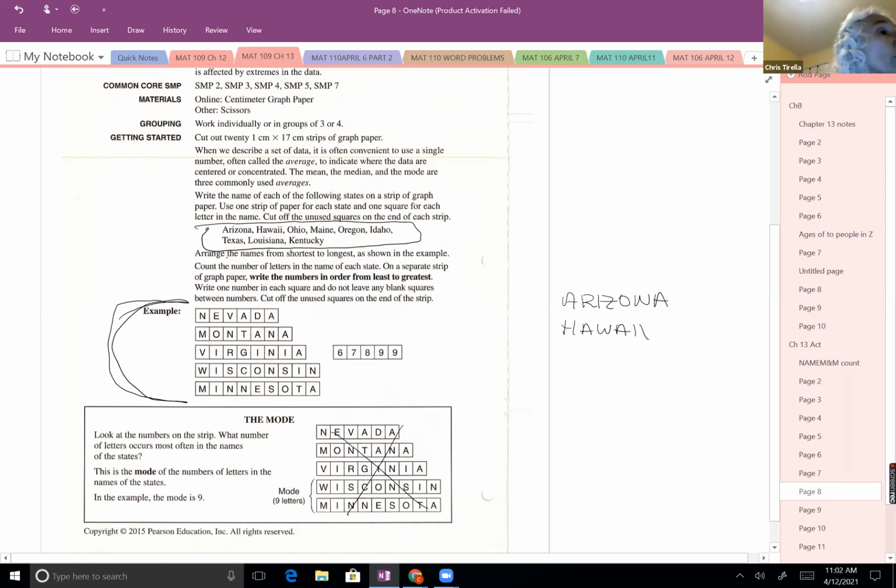And if you don't have access to graph paper, I do believe there is graph paper available for you in the handouts for activities in Blackboard. You're going to want to take each state and put one letter in a square. That way, when you line them up, we're not worried for this first one about what the letters are, but the number of letters. You're looking for that strip, that length of strip, that occurs most often.